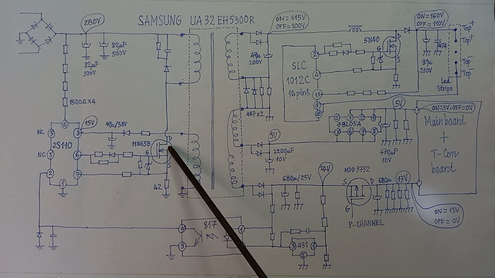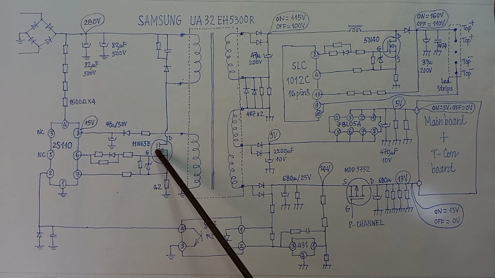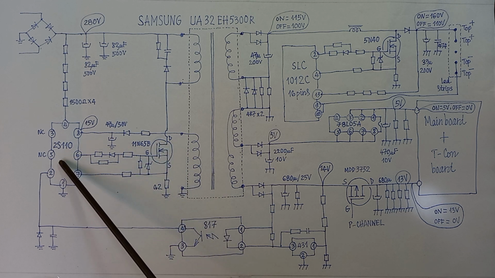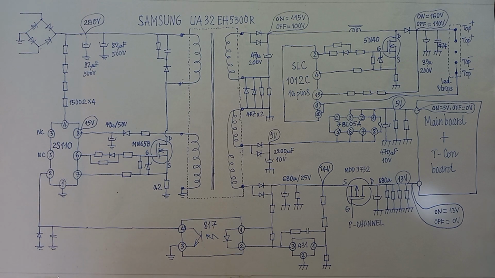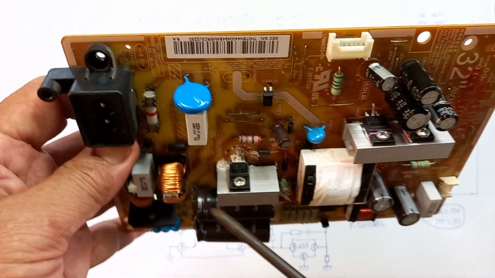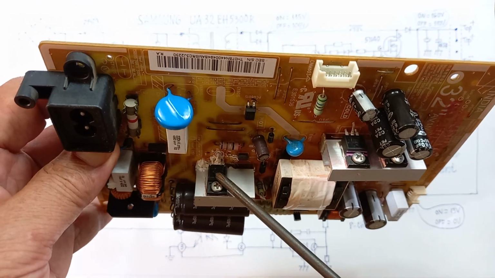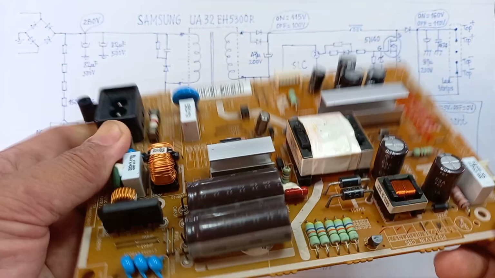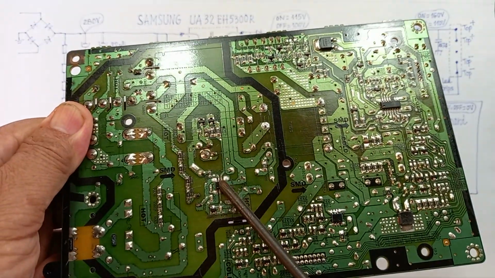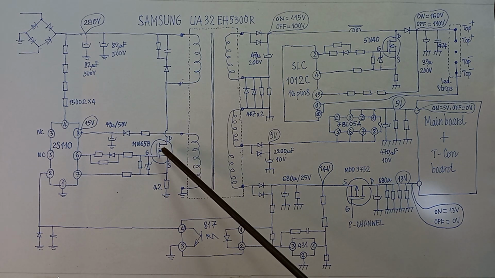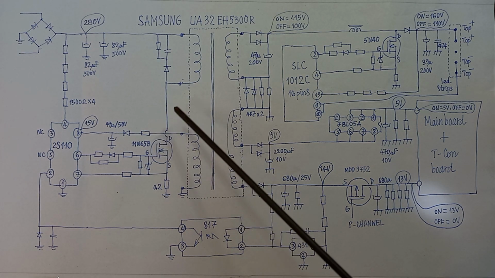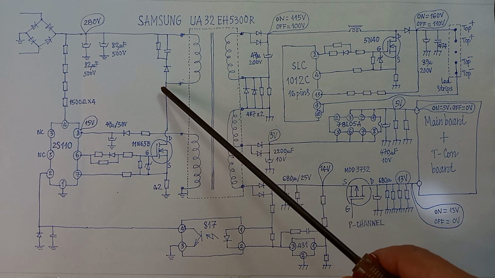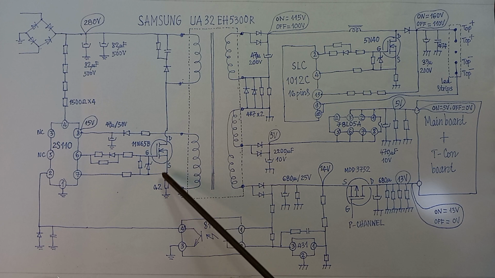This MOSFET will open and close continuously according to the frequency of this IC. When the MOSFET works, the current flows through the primary coil and through the MOSFET to the ground.